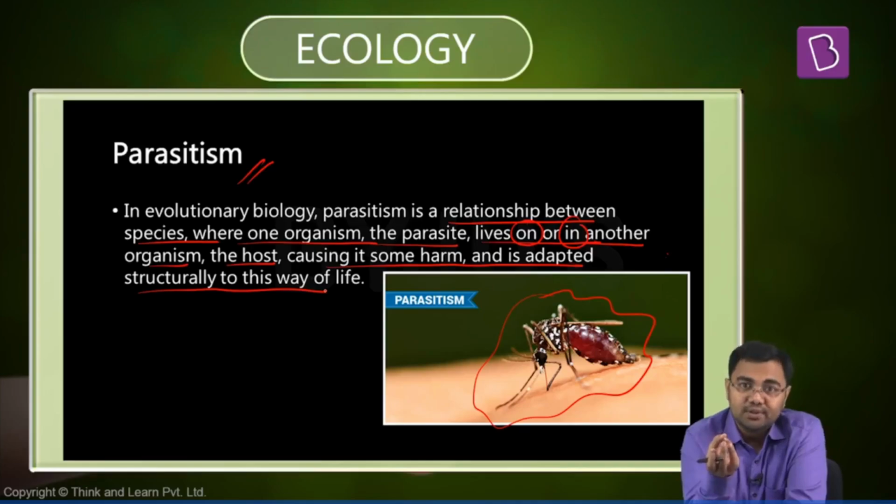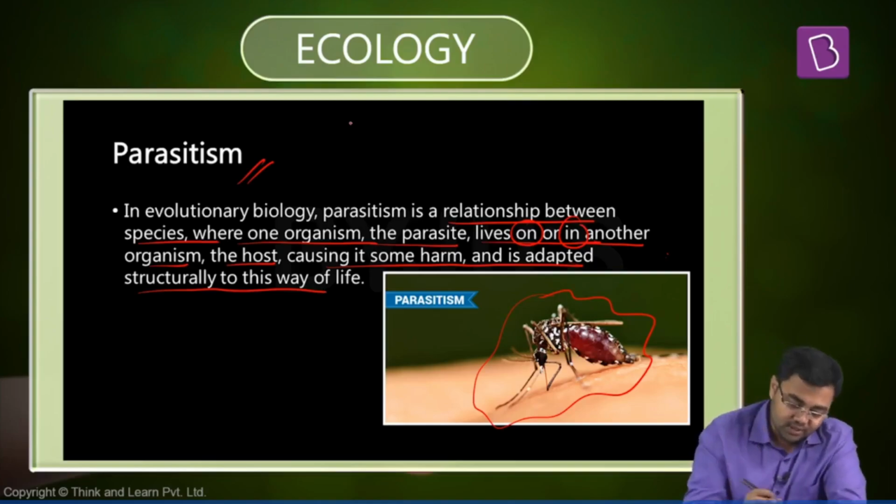So in accordance with their lifestyles, the parasites evolved special adaptations such as loss of unnecessary sense organs, presence of adhesive organs or suckers to cling on to the host, loss of digestive system, high reproductive capacity. All these kinds of adaptations have come in the parasites so that they can survive with the host. So please make a note of these points.